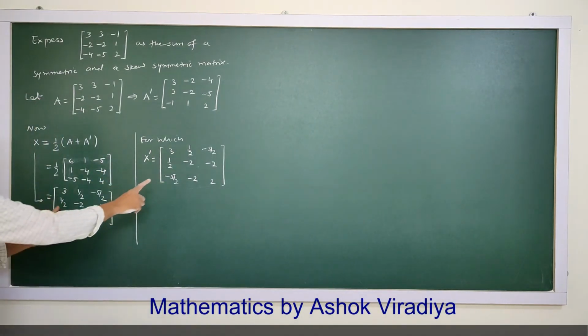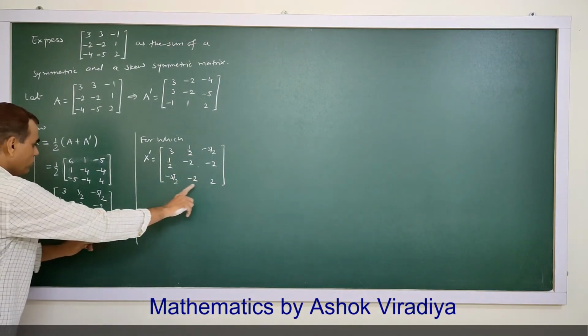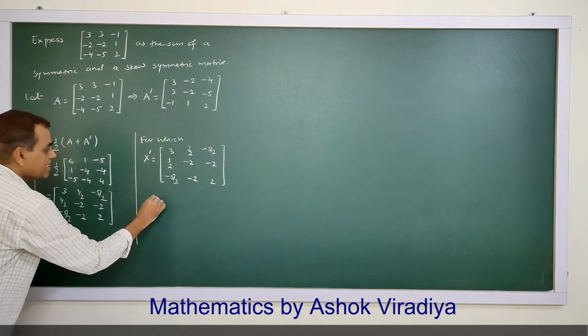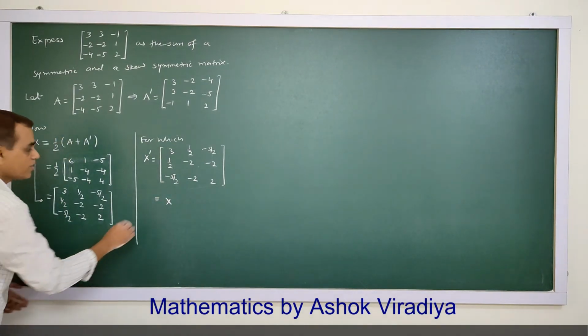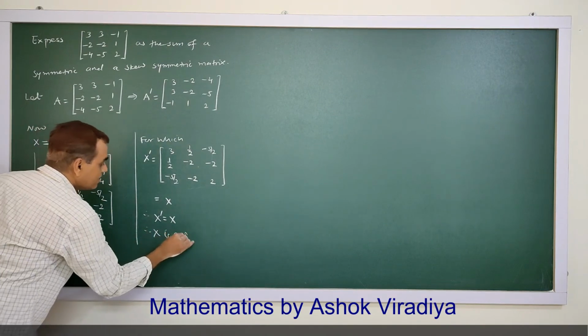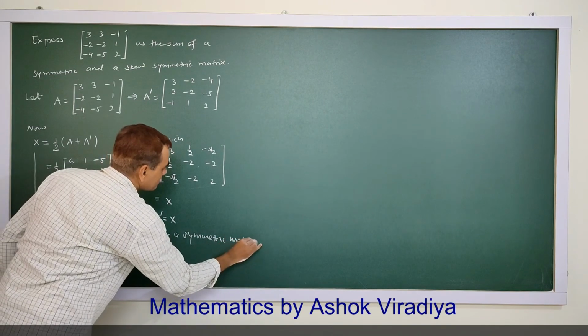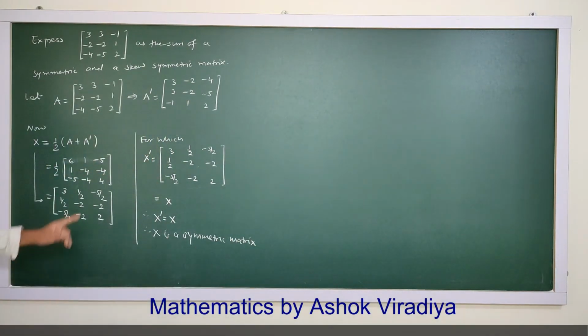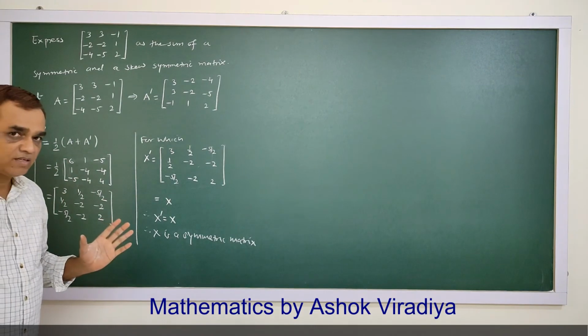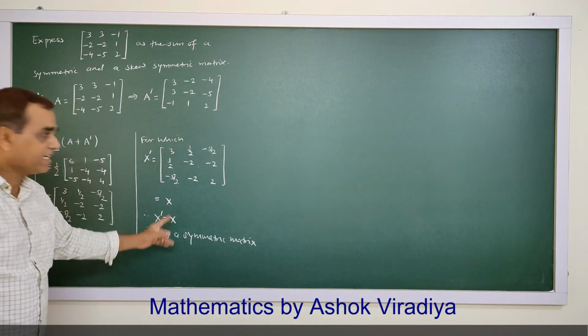Now look, compare these two. You can see that they are ditto, same. So x dash is equal to x. Therefore, x is a symmetric matrix. This is a symmetric matrix. By this formula, if you compute x for any given square matrix A, x will always be a symmetric matrix.